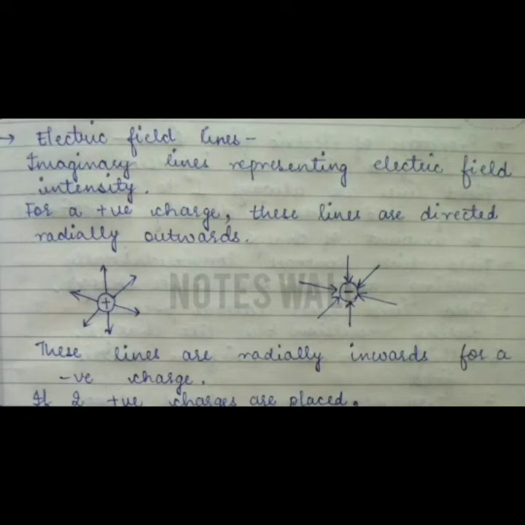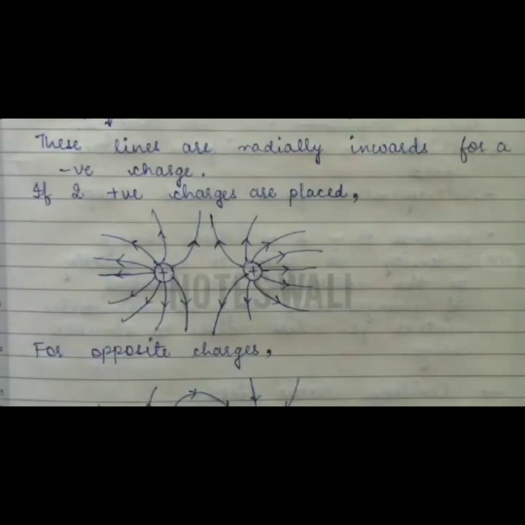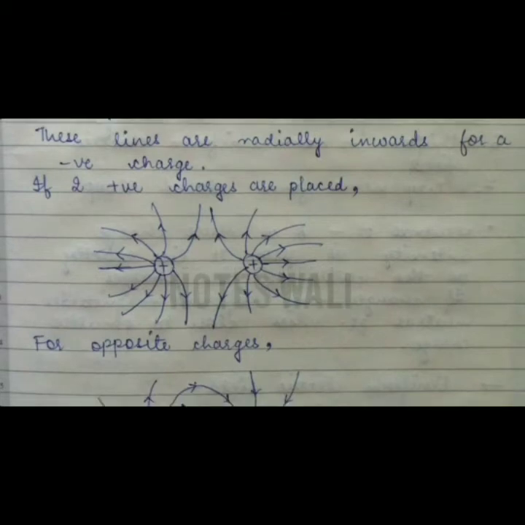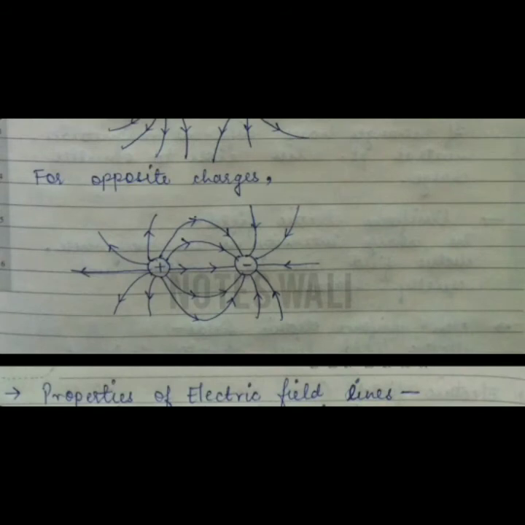For a positive charge, these lines are directed radially outwards, whereas for a negative charge, these lines are radially inwards. You can see when two similar positive charges are placed close to each other, the electric field lines take this form. And the other picture is showing when two opposite charges are placed close to each other.